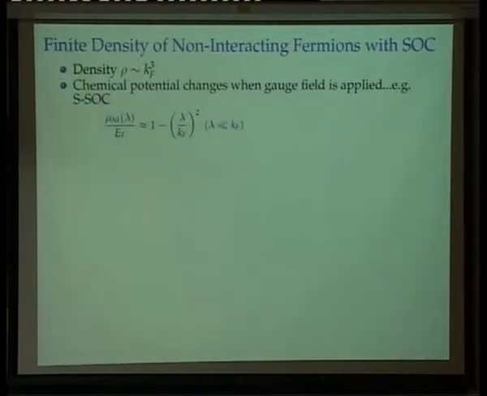Okay, so now let's look at a finite density of fermions. I start with the density of fermions given by this scale, Kf. If you work out the non-interacting problem, no interactions now, you will see that the chemical potential varies like this for small lambda. What is small? Lambda much less than Kf. On the other hand, if I go to lambda much greater than Kf, the dependence of the chemical potential on lambda in the non-interacting case changes qualitatively. It goes as 1 over lambda to the 4. You know something is going on here.